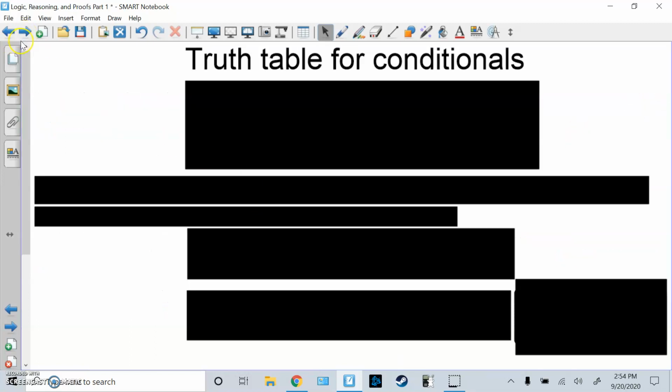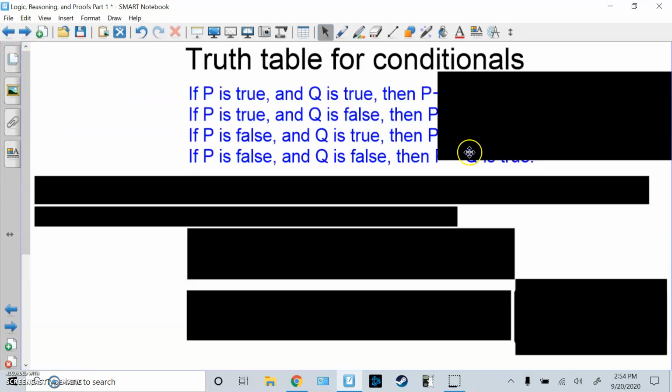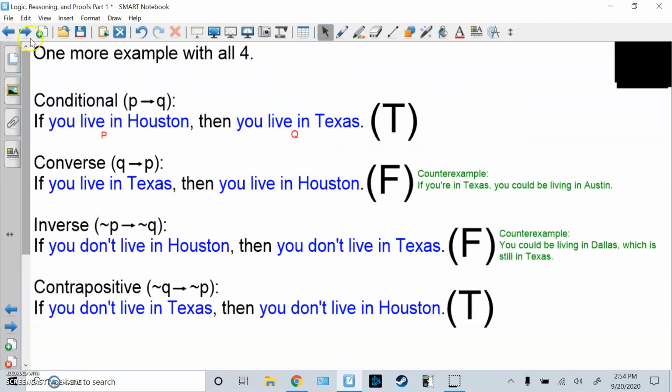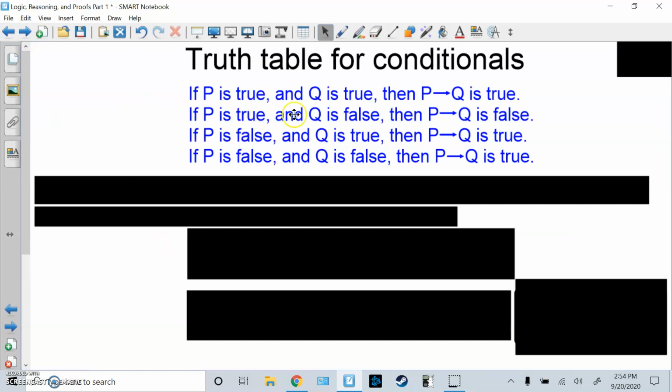One last thing is the truth table for conditionals. This is kind of confusing. If P is true and Q is true, then P to Q, the conditional itself, is true. So each little piece can have its own true or false value. If P is true, Q is false, then P to Q is false. If P is false, Q is true, then P to Q is true. If P is false, Q is false, then P to Q is true.